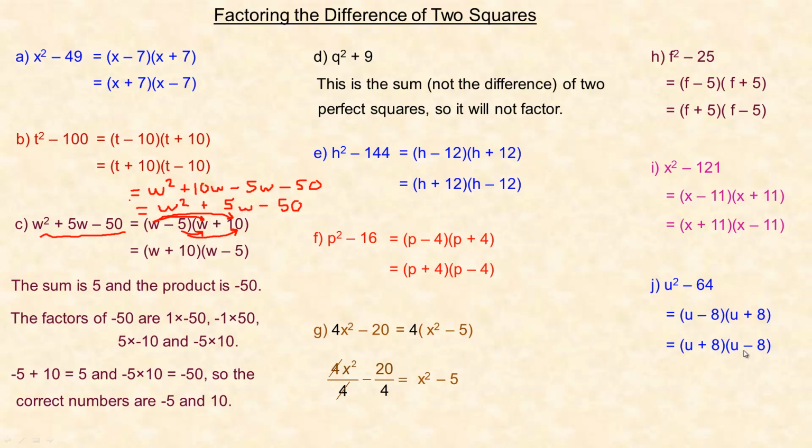So there's some factoring of two squares and a couple where you have to recognize that, for example, it's actually the sum, so it doesn't factor, or this is what the trinomial factoring looks like and this is just common factoring here. And that's the end of the tutorial.